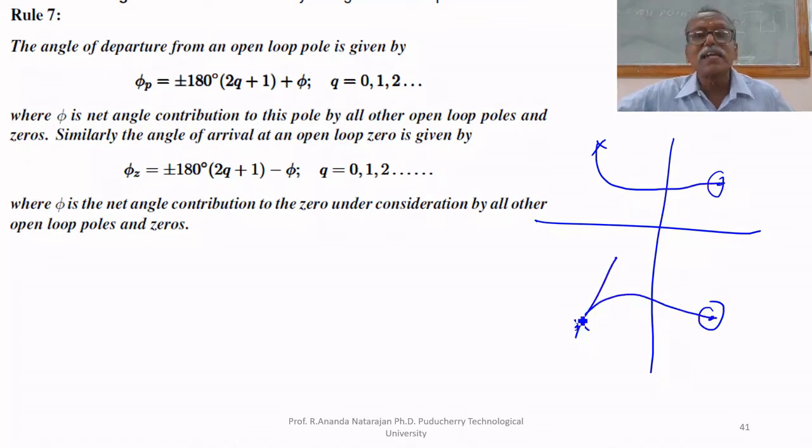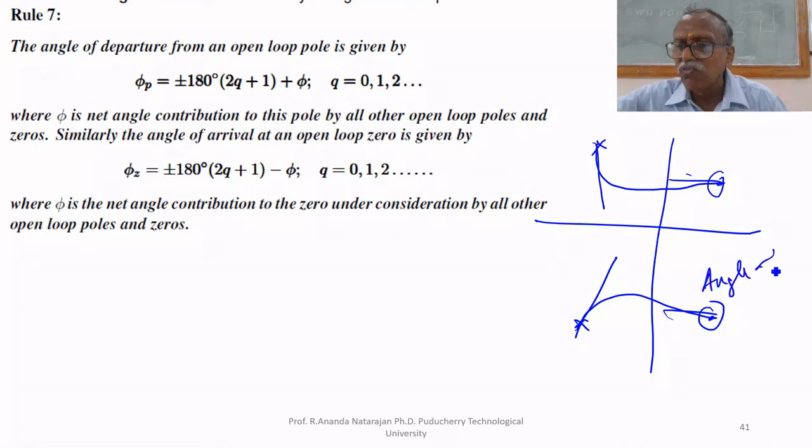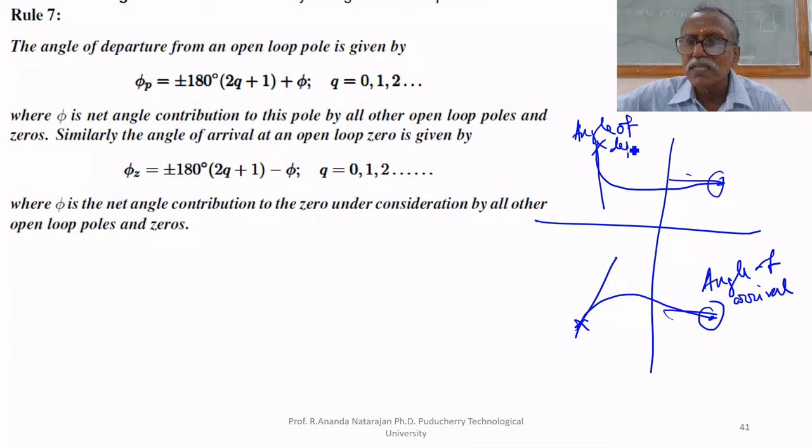At what angle does it come out? We have to find. At what angle does it reach the zero? This is called angle of arrival. This is called angle of departure. We have to find both.